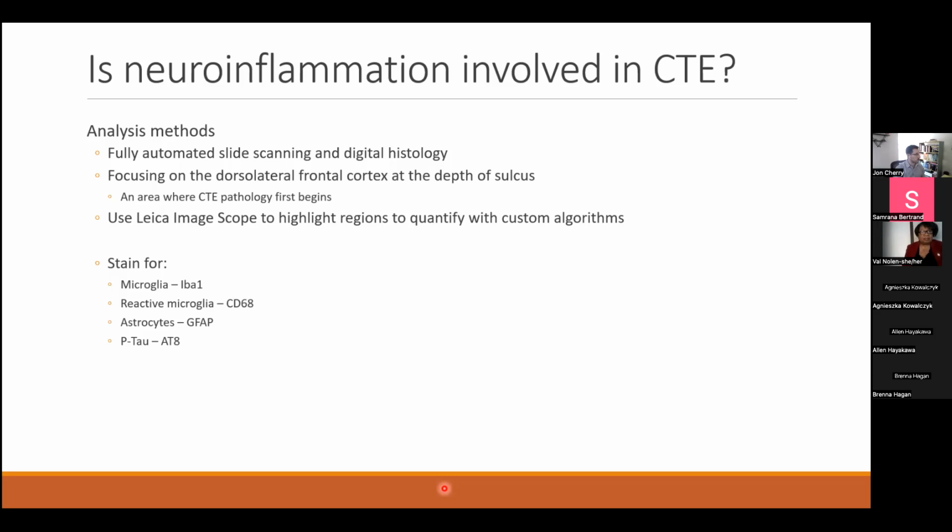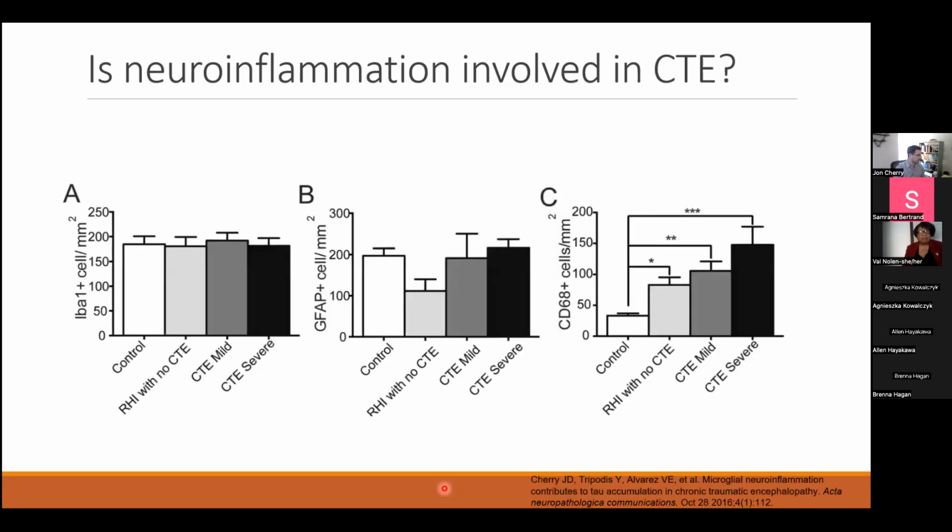So quantifying them across our 4 different groups, we could see the following. We saw that there was overall no change in the number of microglia across all 4 groups. Again, astrocytes didn't change as well, so the number stayed pretty consistent. What we did see is there was an increase in CD68. So this is our general marker of an inflammatory response or an immune response. And we see that was elevated across disease, and especially it was elevated in people with RHI with no CTE. So these individuals don't have disease, but they have exposure to trauma, and they have more of these immune response cells. So this is showing that trauma itself can cause an elevated immune response in the brain. And we see that potentially scales with disease severity.